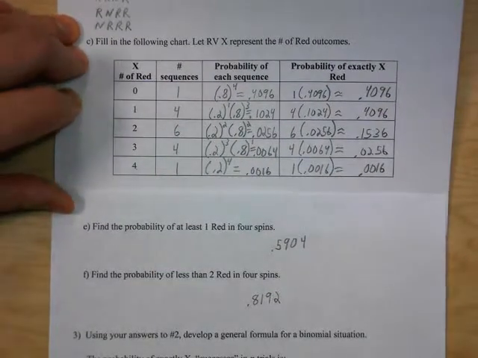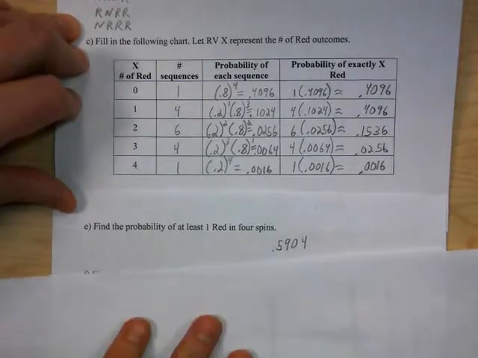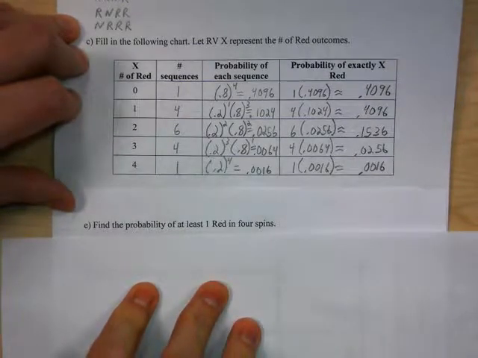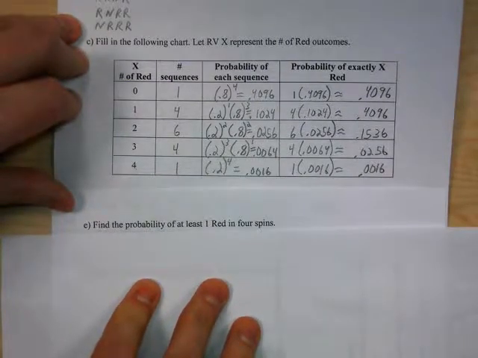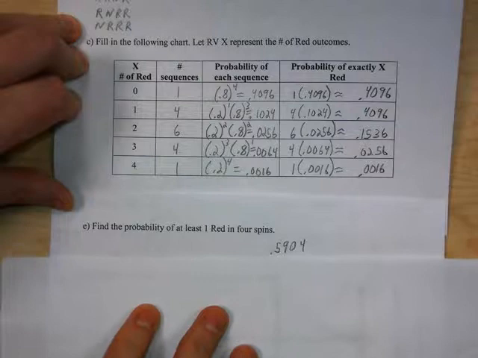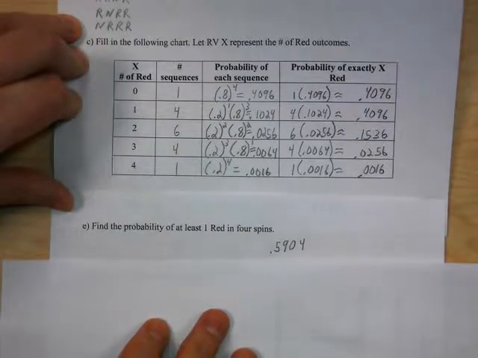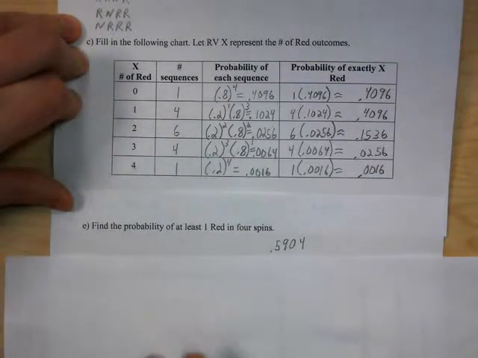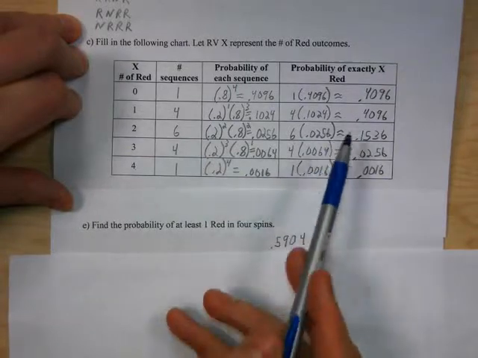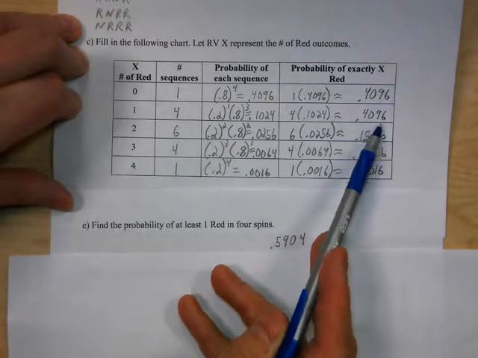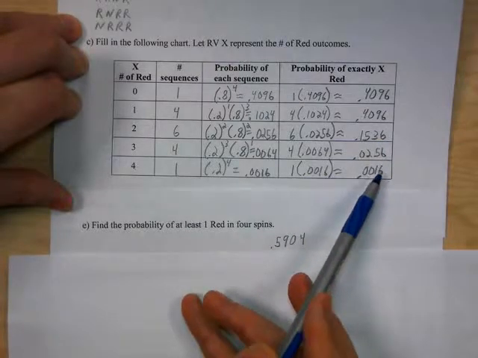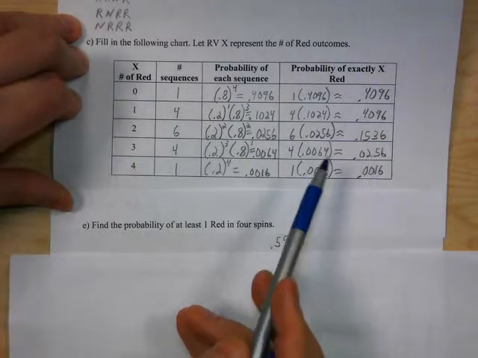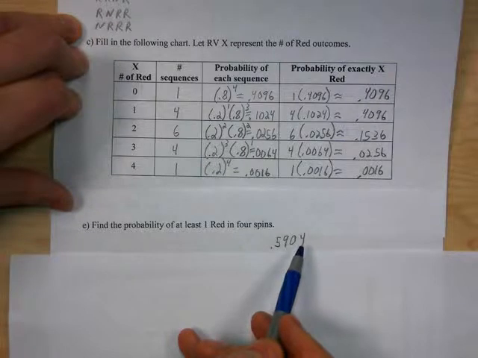Okay, on the next page, find the probability of at least 1 red in 4 spins. So at least 1 red could be 1, 2, 3, or 4. So you add those up: 0.4096, 0.1536, 0.0256, and 0.0016. Add those together, 0.5904.